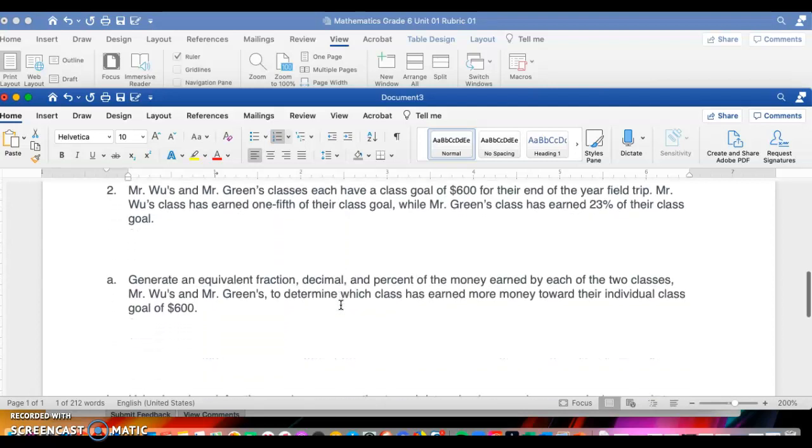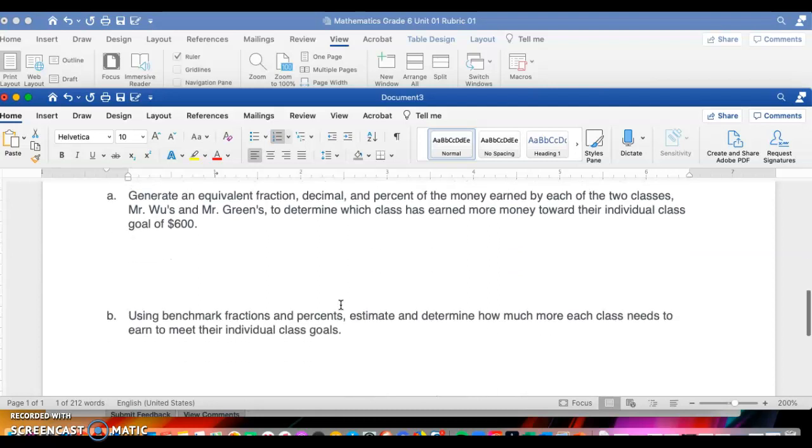Look at question 2. This is Mr. Wu and Mr. Green's classes, and they both have a goal of $600. Mr. Wu's class has earned a 5th, while Mr. Green's class has earned 23%. Again, money, percents, fractions, all things that they need to be able to do, all skills required to complete these questions or to answer these questions.